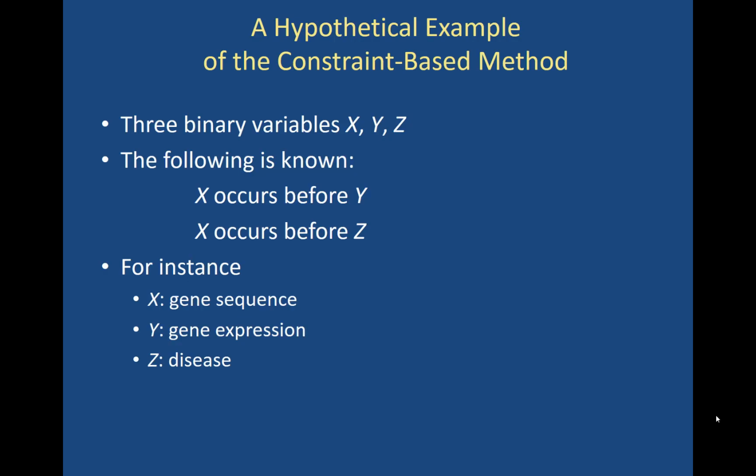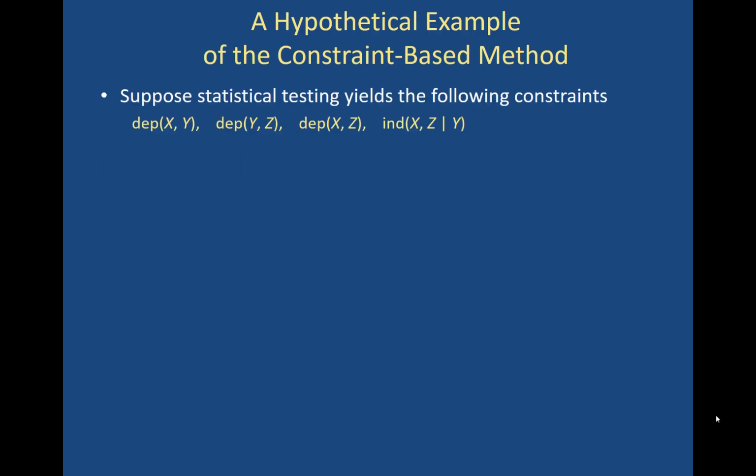So, as a particular example, X might be gene sequence information, for example, gene mutation data for some particular gene X. Y could be gene expression data for some particular gene Y, which could be different than X, of course. And then Z could be the presence or absence of a disease, so a binary variable. The question then is, again, does Y cause Z? Does gene expression cause a disease for some particular gene Y?